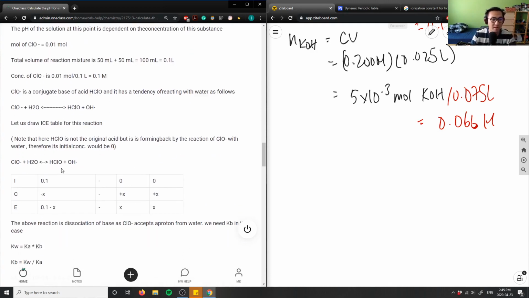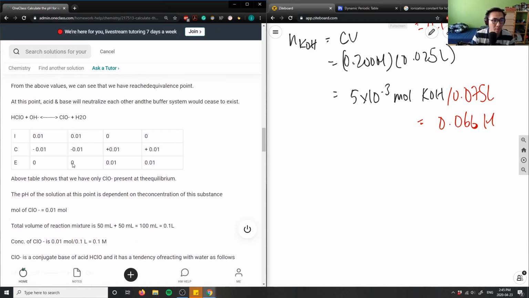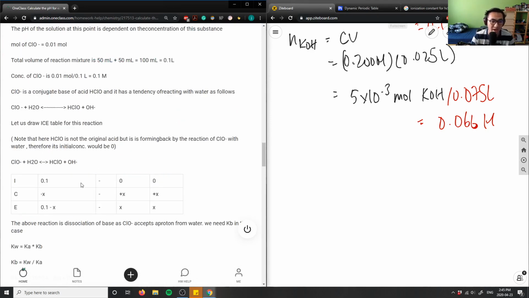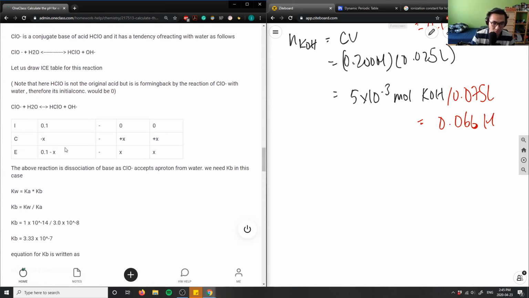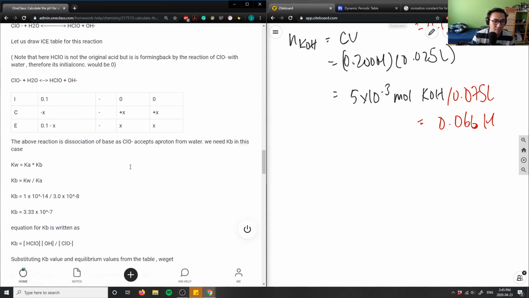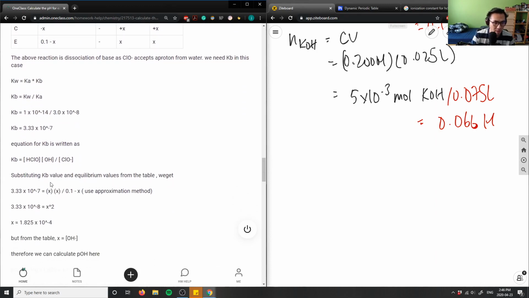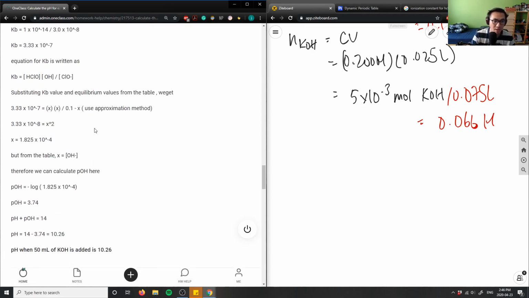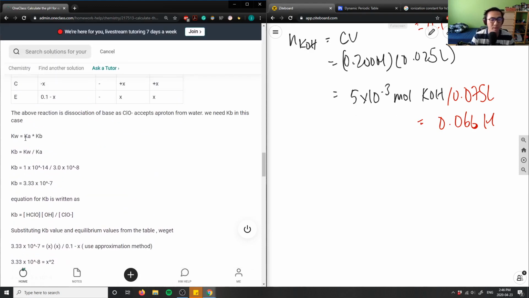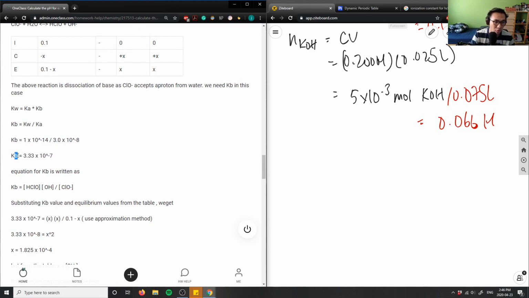What they're doing here is they have, again, 0.01. Again, they're drawing the ice table here, but they realize that they've used up all their base, which means the only thing participating in our reaction is ClO minus. So again, ClO minus, you subtract some X here, and you get this Kb expression. We are solving for our Kb expression, because now we're adding more base than acid, so we want to use our Kb. Therefore, we solve for our Kb using Kw, which is 1 times 10 to the negative 14, and then you solve for your Kb, which is great.